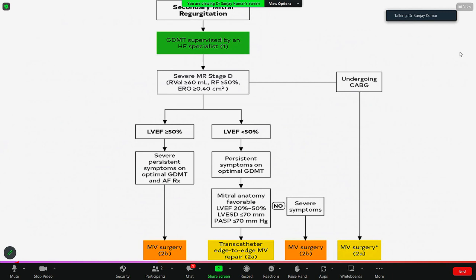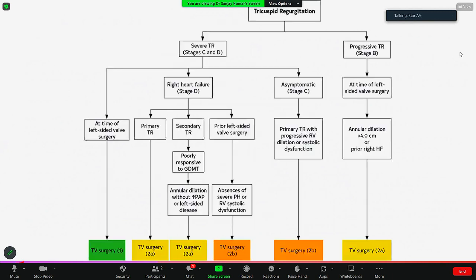Here, the majority of the time you can get away without replacing the valve. However, if the leaflet appears tethered or the annulus is too much dilated, in that case you may have to consider mitral valve replacement, preserving both the anterior and posterior mitral leaflets in these patients.